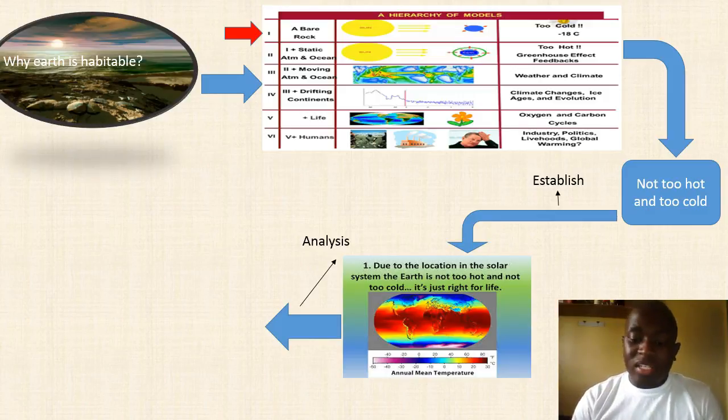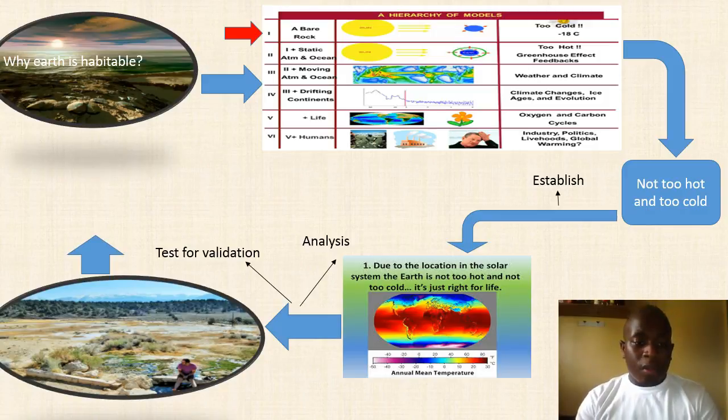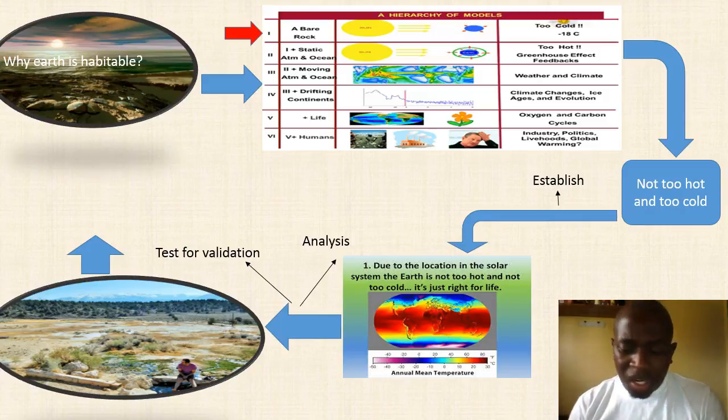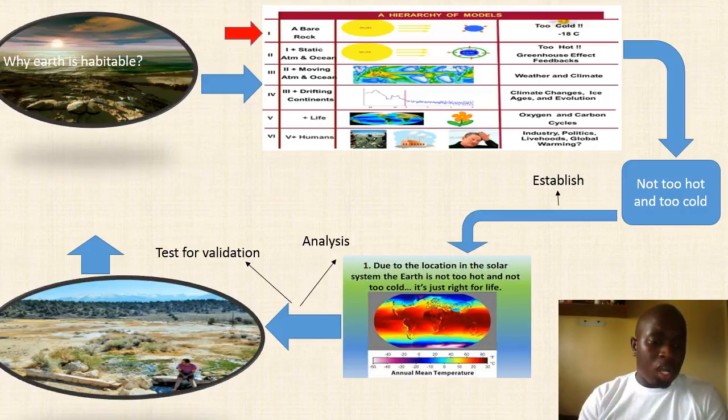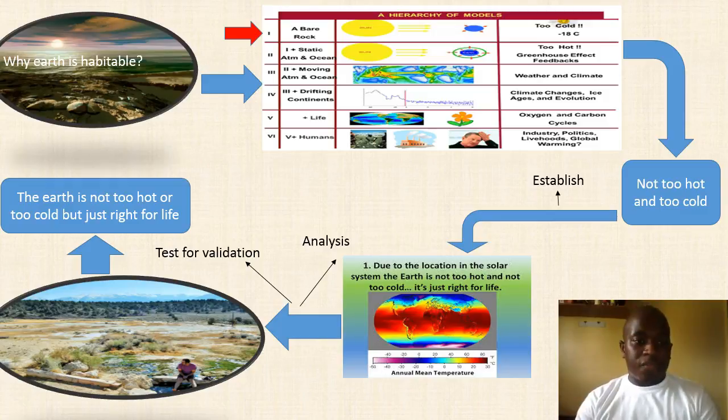Now, after that, I have my results. I analyze the results that I have, and then test for validation. Are they valid or not? And then after that, I make a conclusion. If you check closely here, we have some whitish things, which I assume are snow, and we have some green grasses here, and then we have water. We have my friend here who's not even wearing a jersey, showing that the earth is not too cold or too hot. Now that we know that the earth is not too hot and not too cold, after conclusion, we have a solved problem now.